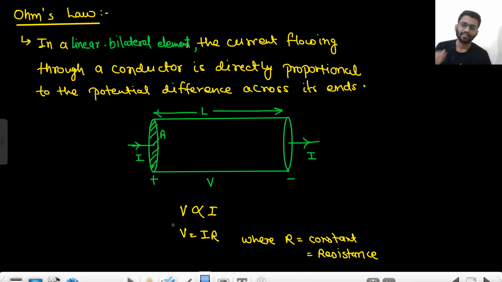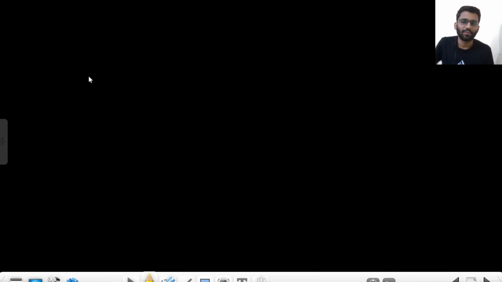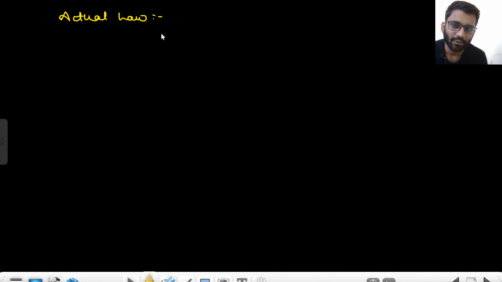If we see from the surface level, V equals IR is what it looks like. But what is the reality? The reality is that this was not the real statement that Ohm gave. This was not the actual law. The actual law was this. It will not be used anywhere, I'm just telling you for your knowledge.